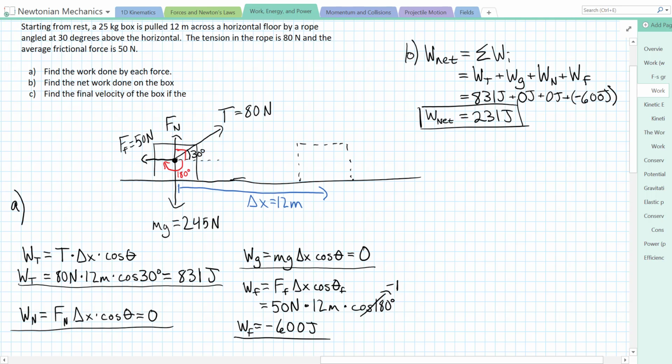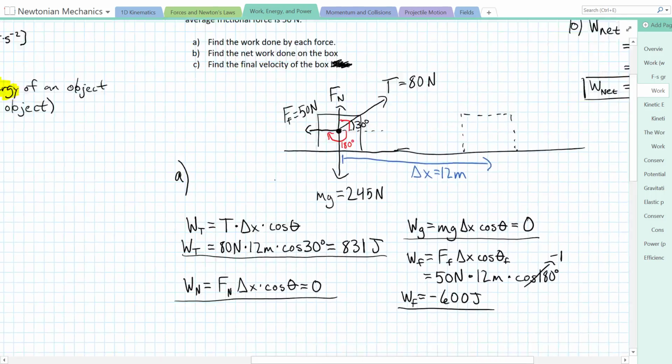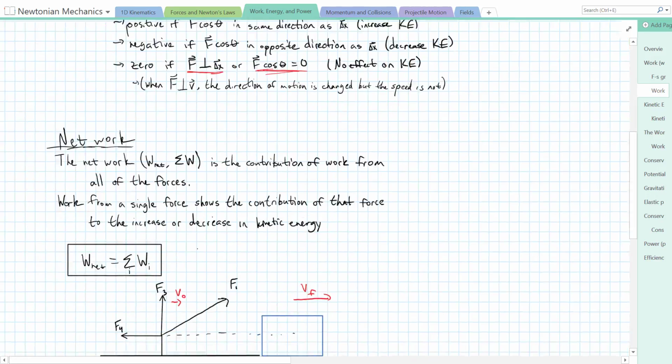Great. The third part is find the final velocity of the box. Well, that's a mistake. It should just say find the final velocity of the box. However, in order to answer that, we need one more thing, and that is the work-kinetic energy theorem.